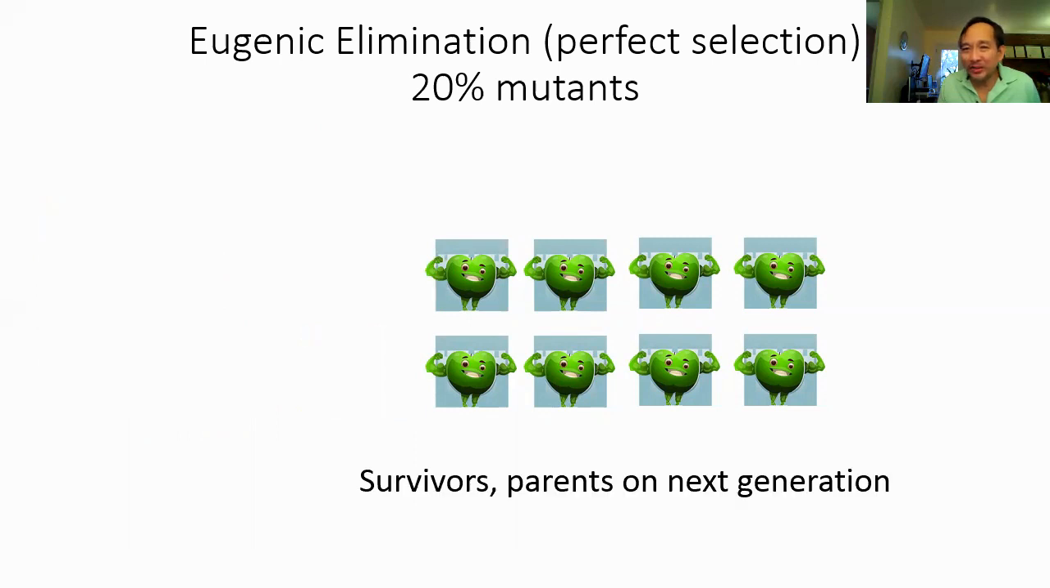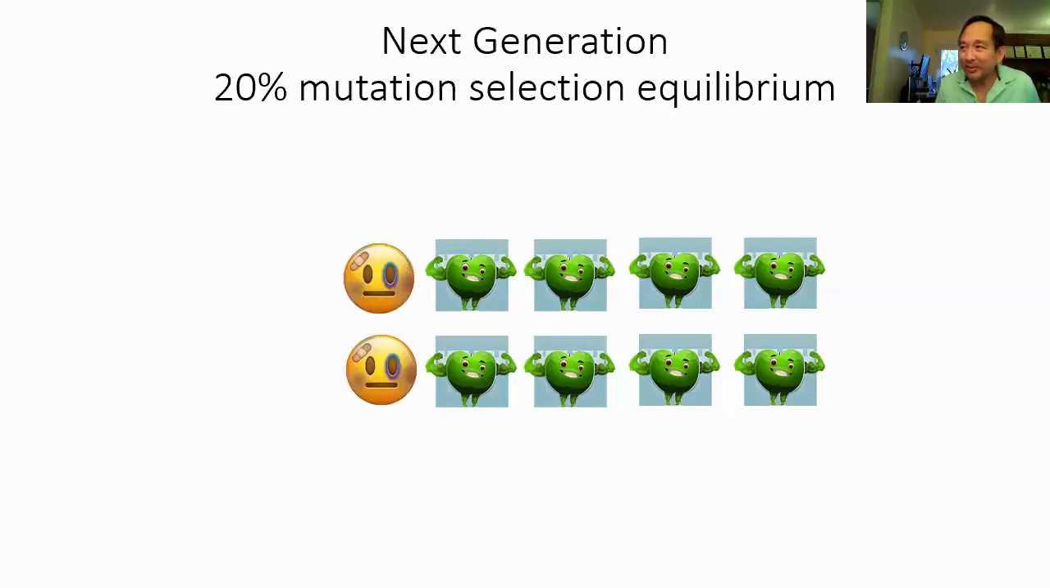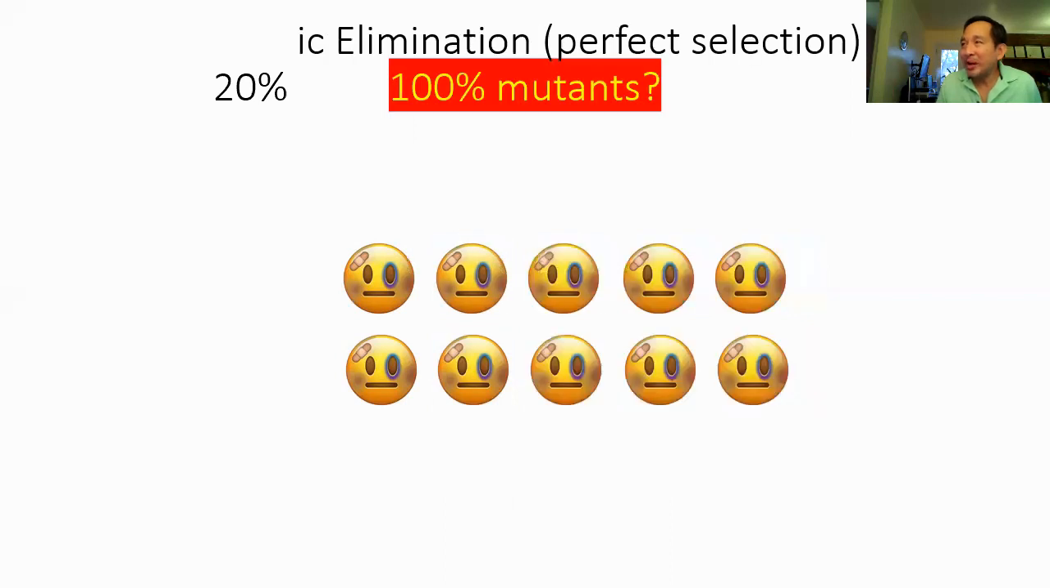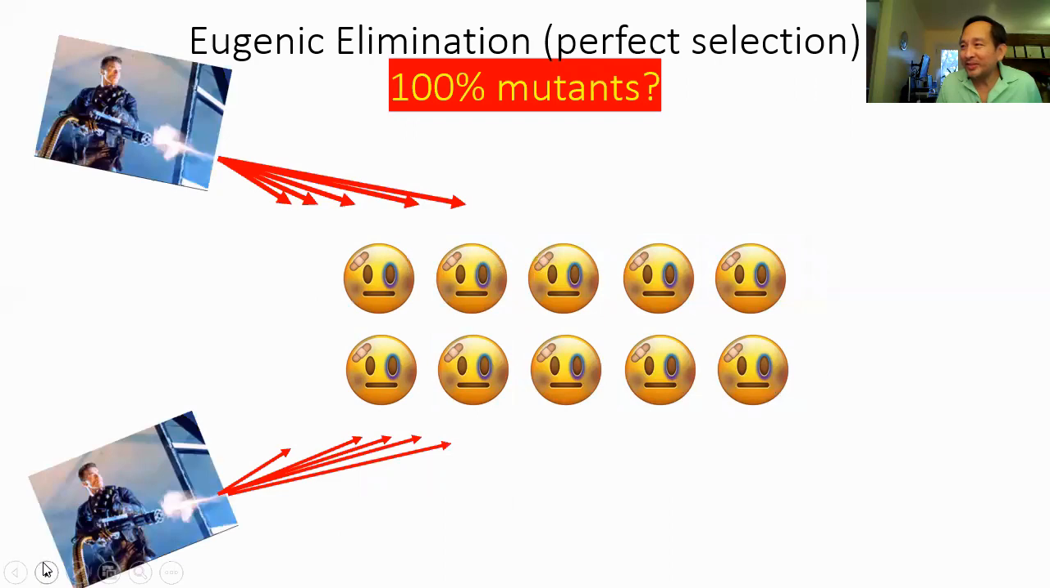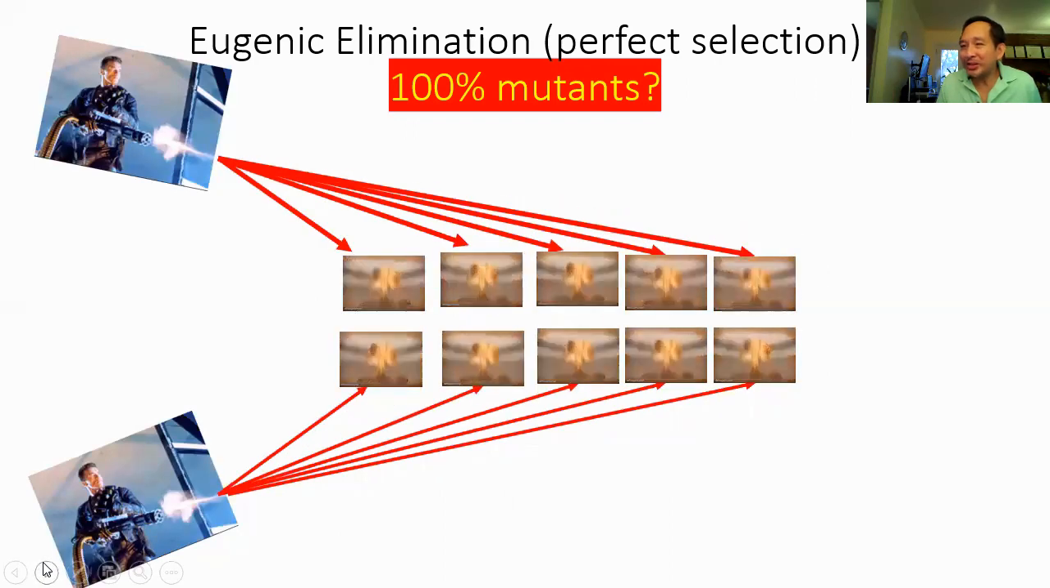And the population can reproduce. The survivors are the parents of the next generation. As long as they have excess reproduction, the population can stay healthy. So this works well if we have just a 20% mutation and selection equilibrium. The problem happens if there's 100%. If every child has at least one deleterious mutation, and we apply perfect selection, it's going to wipe out the entire population.